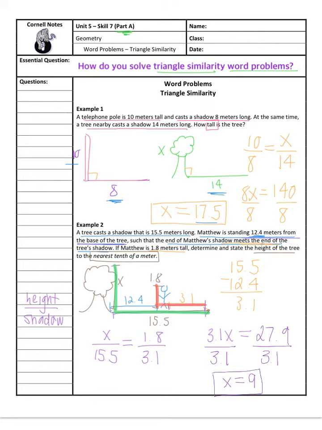Again, remember that you don't want to put units on, because if you happen to put the wrong units, you lose points. So just leave them blank. It said to the nearest 10th, but since it came out evenly, I'm just going to leave it as 9. If you put it as 9.0, there's nothing wrong with that.